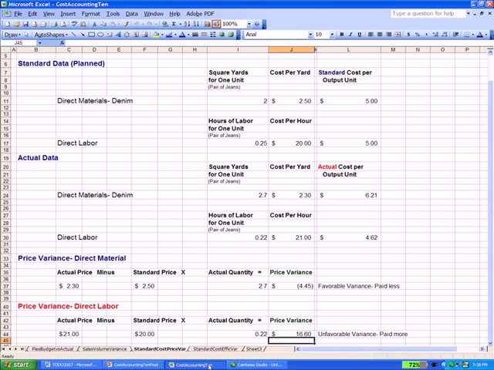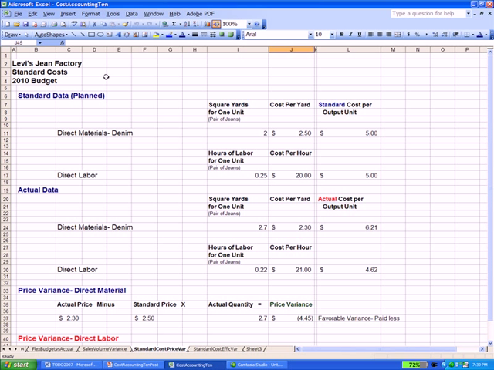I'm going to flip over to Excel for my example. This is my Levi's jeans factory, and we're planning standard costs for the 2010 budget. In the top section we have the standard or planned data, and in the second section in blue we have actual results. For denim, we're planning on 2 square yards for a pair of jeans times $2.50 a yard, a $5 standard cost per pair of jeans. For labor, we think it's going to take 15 minutes, or a quarter of an hour, 0.25, times a labor rate of $20 an hour. We're going to pay $5 in labor to cut and sew those jeans. So those are what we're planning.